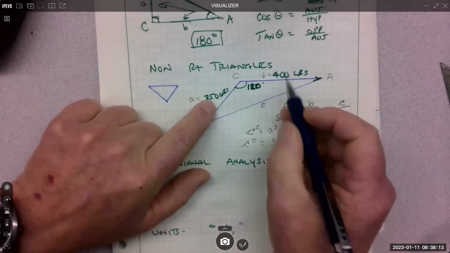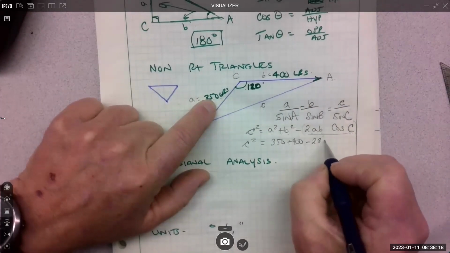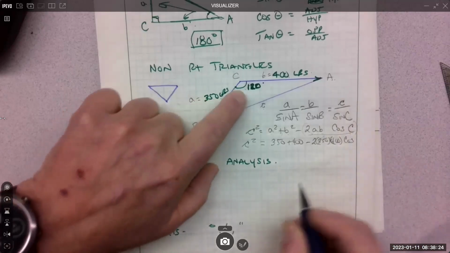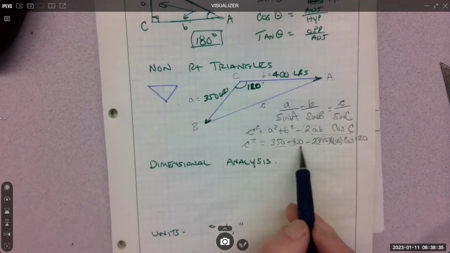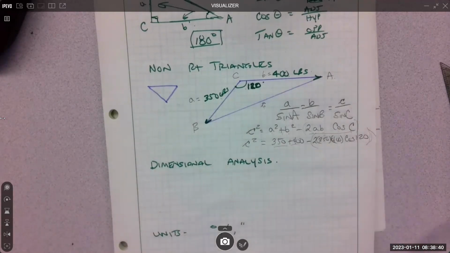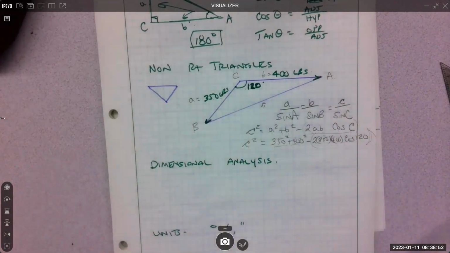350 squared plus 400 squared minus 2 times 350 times 400 cosine 120. Be careful because this gets added to this, and then this whole thing out here needs to be multiplied together. So really be careful with your brackets, with your TIs. And don't forget to square the first two numbers.